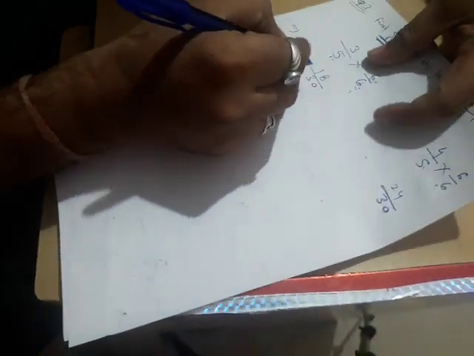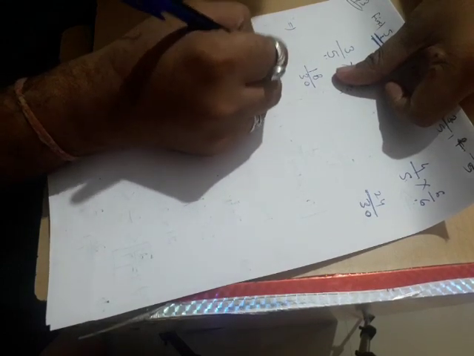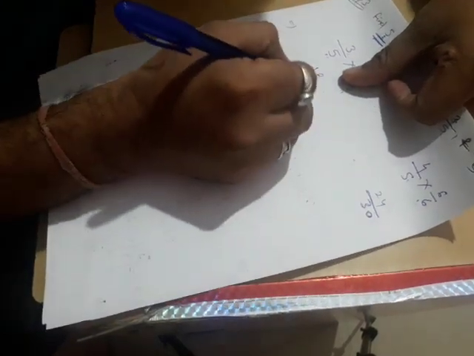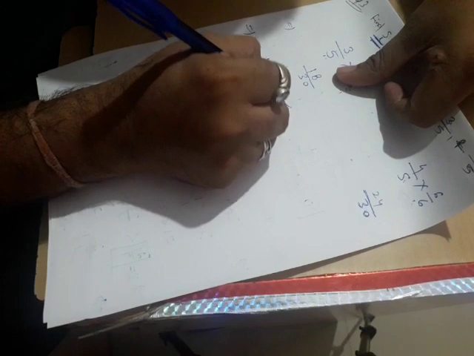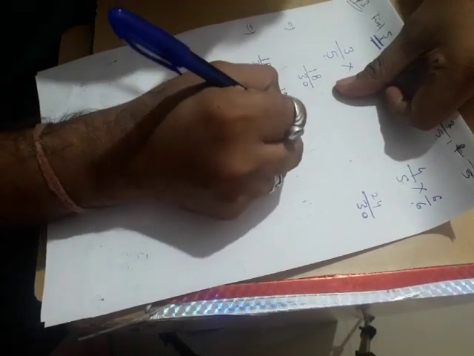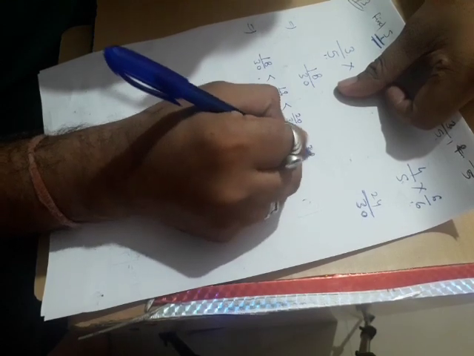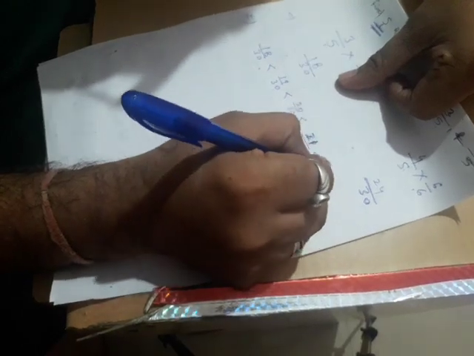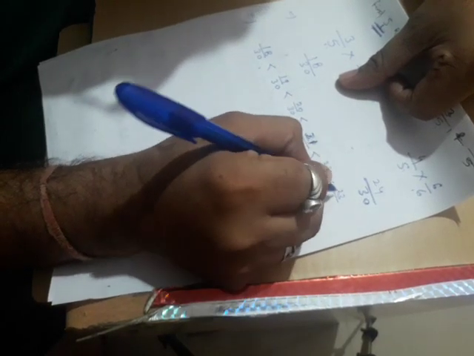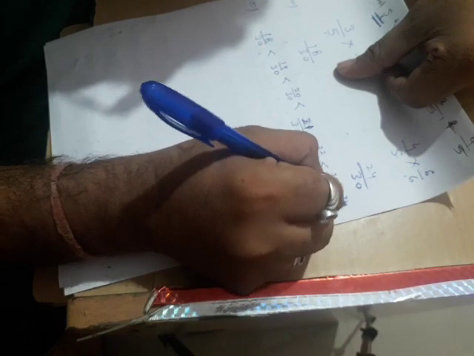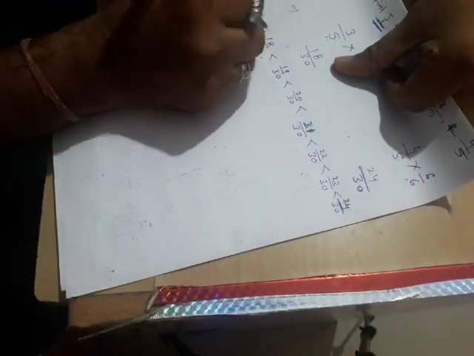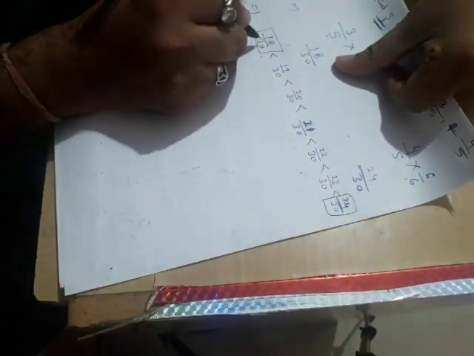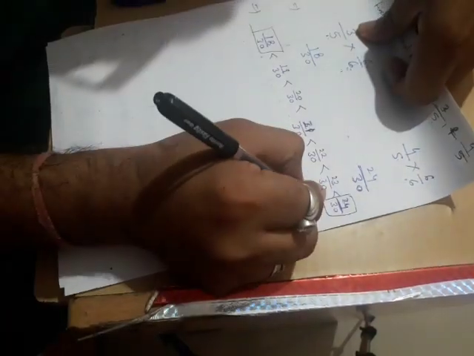Okay, so now I know that 18 upon 30 is less than 19 upon 30, 19 upon 30 is less than 20 upon 30, 20 upon 30 is less than 21 upon 30, 21 upon 30 is less than 22 upon 30, 22 upon 30 is less than 23 upon 30, and 23 upon 30 is less than 24 upon 30. Now you know what this is, and you know what this is. This is your 3 by 5 and this is your 4 by 5.